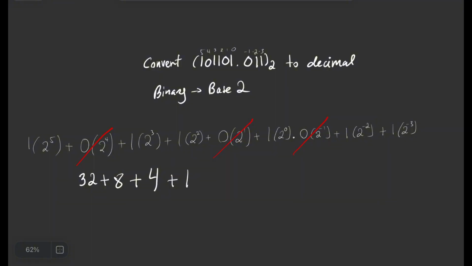Then after the radix point, we're going to do 1 times 2 to the negative 2, which is 0.25. And then plus 1 times 2 to the negative 3, which is 0.125. So we're just going to do addition now.